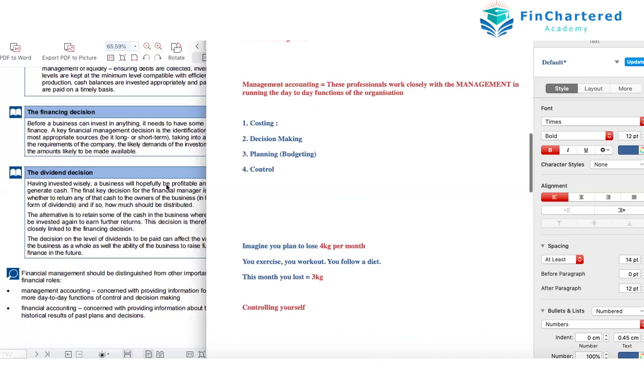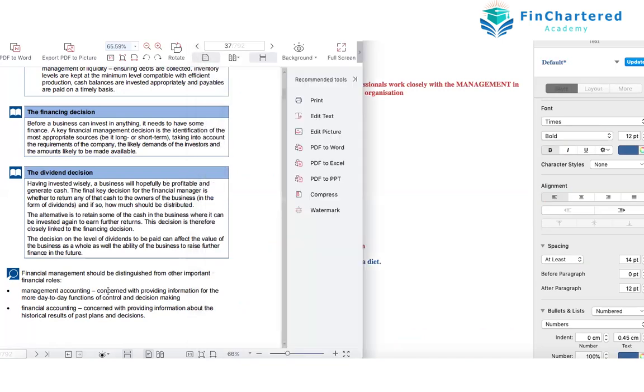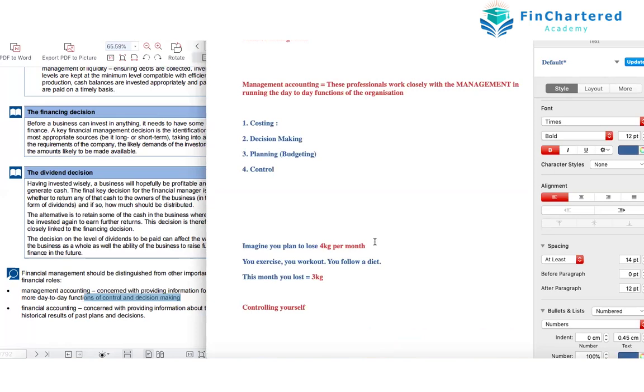And that's why the textbook says management accountant is concerned with providing information for day-to-day functions of control and decision making. Now, the textbook has put it in a very brief way, but management accounting will do costing, will do decision making, will do planning, and will do control. And we are working very closely with the management of the organization in the day-to-day functions of the organization.